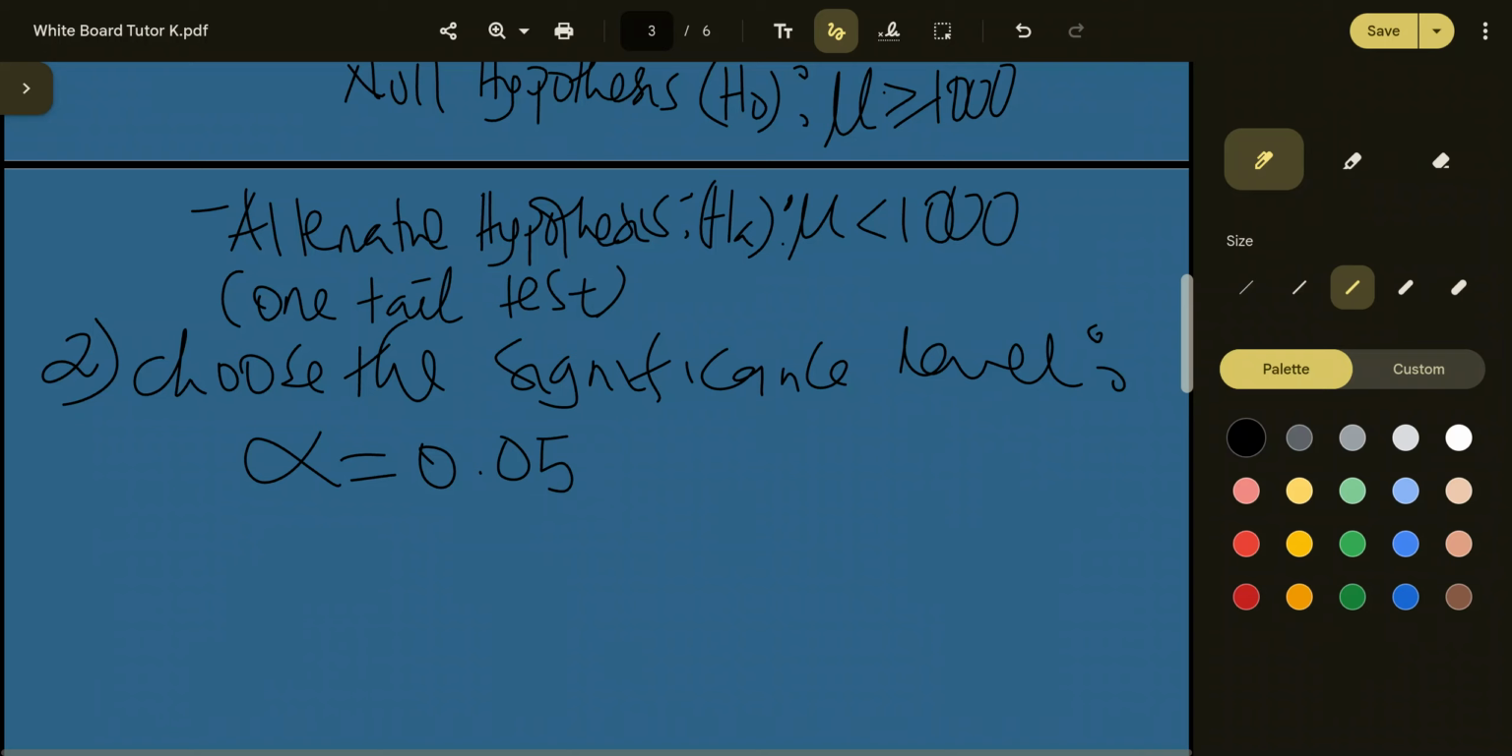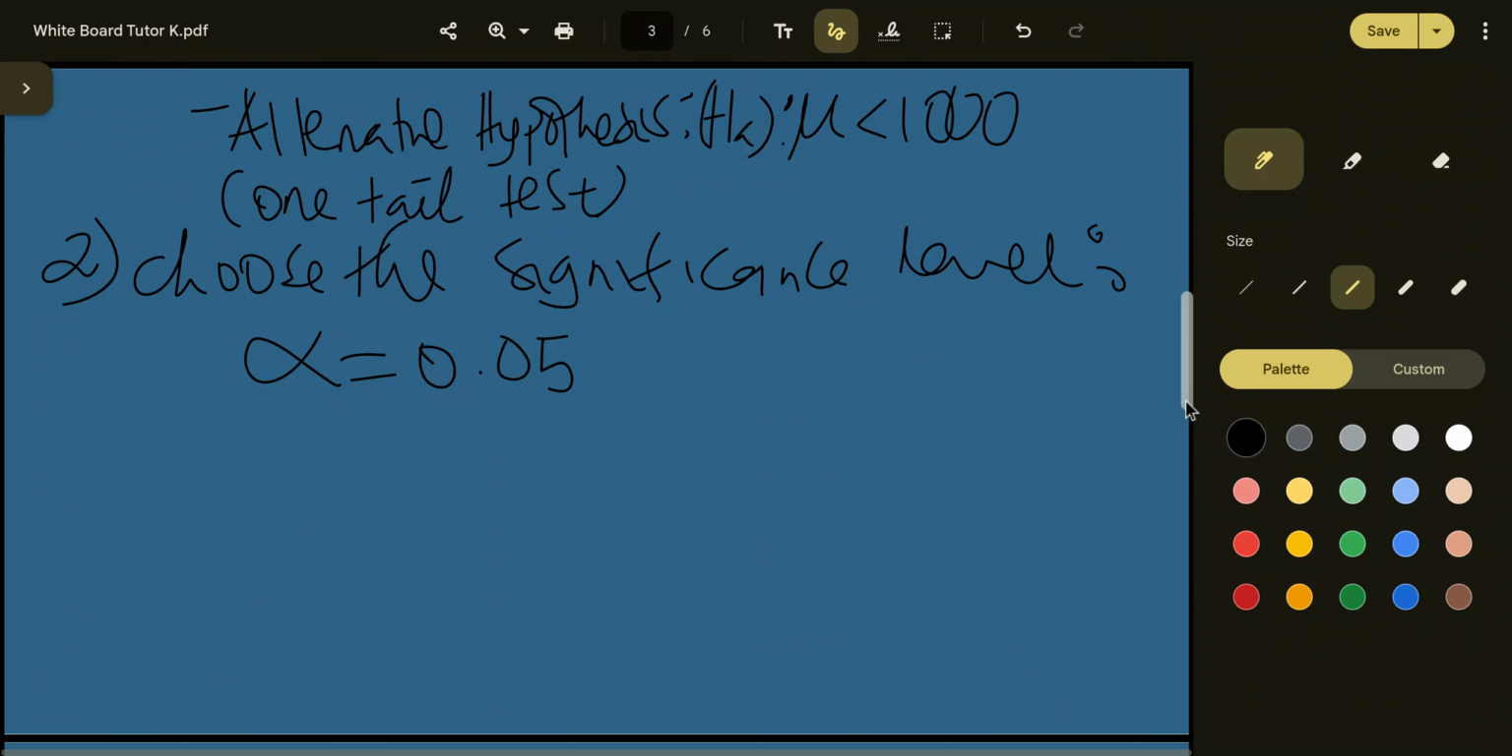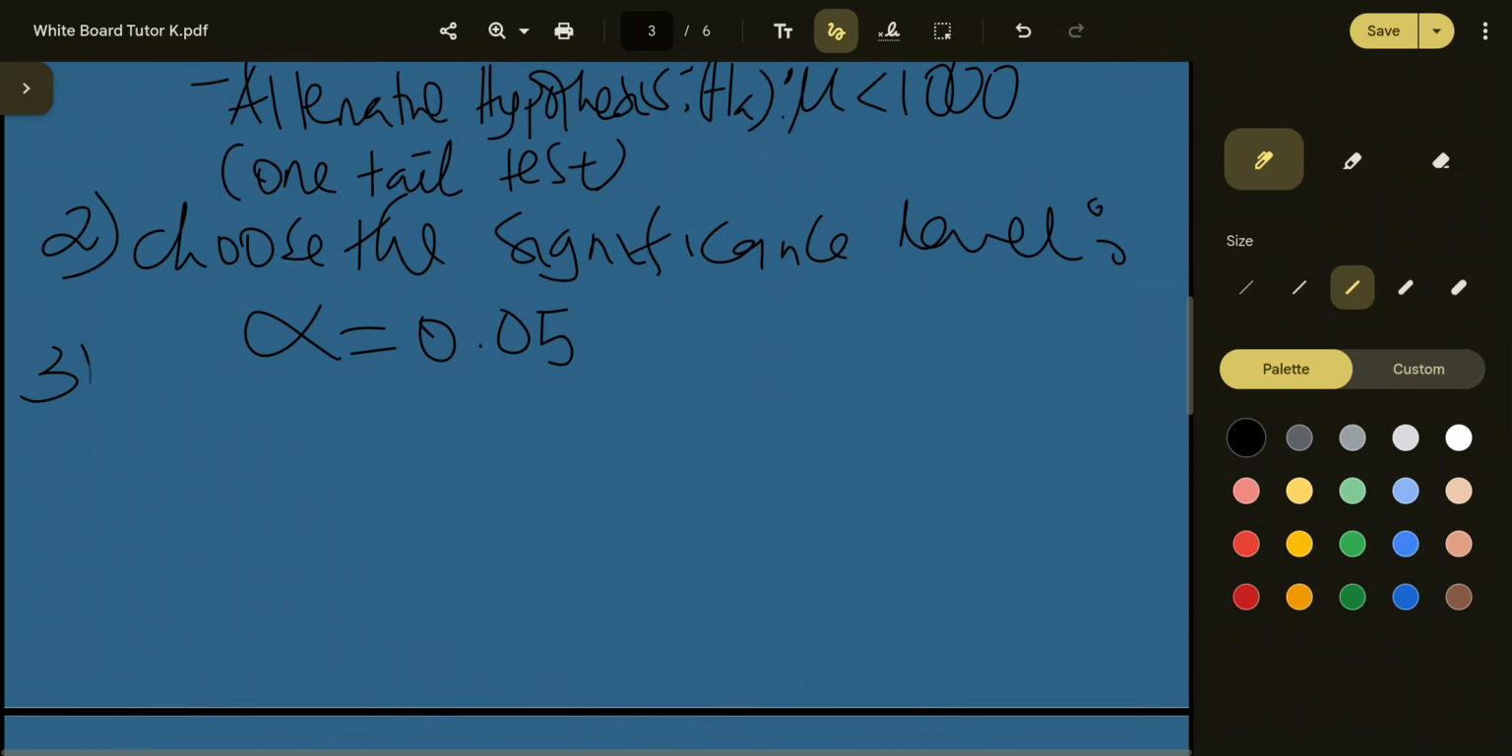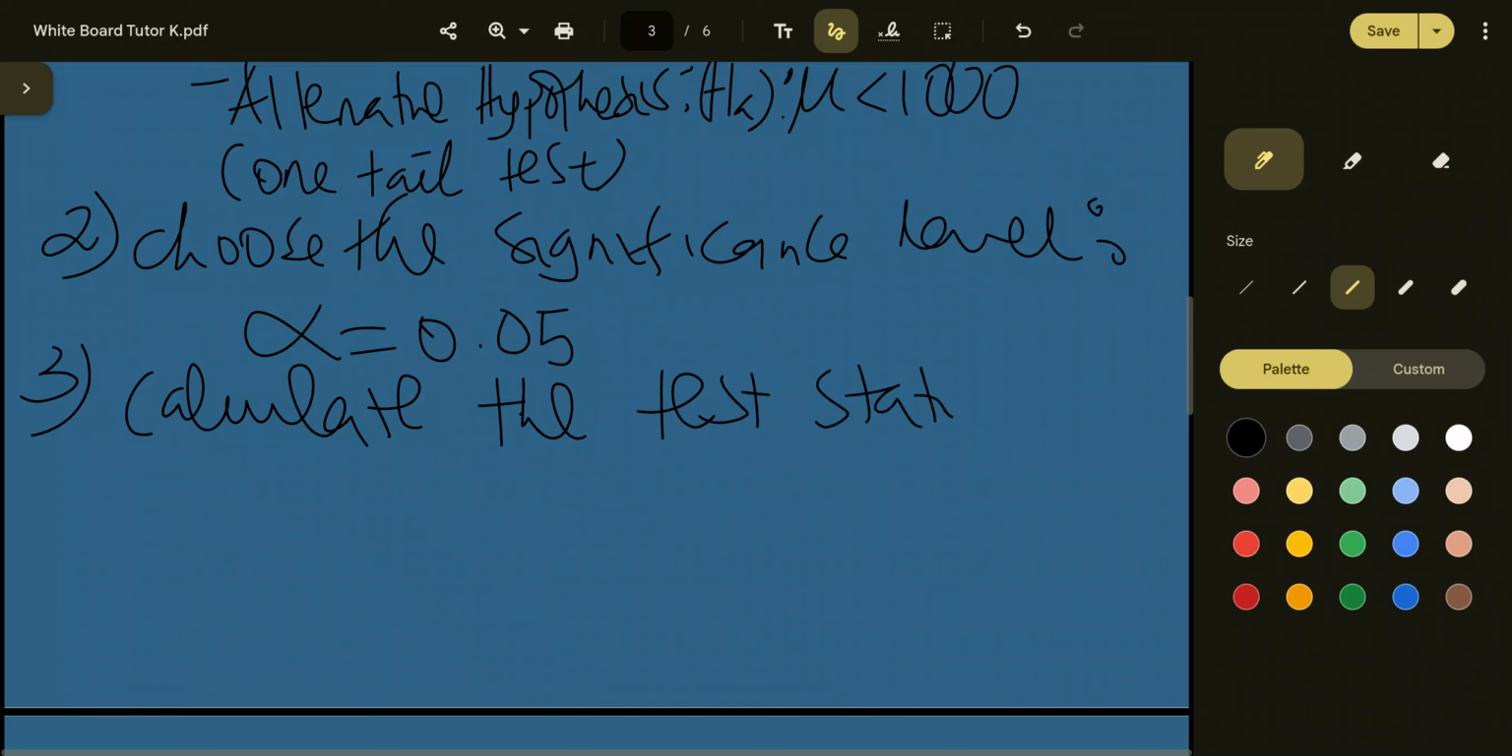Now we are going to calculate using the z-test formula. That is the third step that you're going to do: we'll calculate the test statistic. It depends on what your lecturer wants, and this order maybe doesn't matter, but that is the basic way to calculate whenever you're given a question.